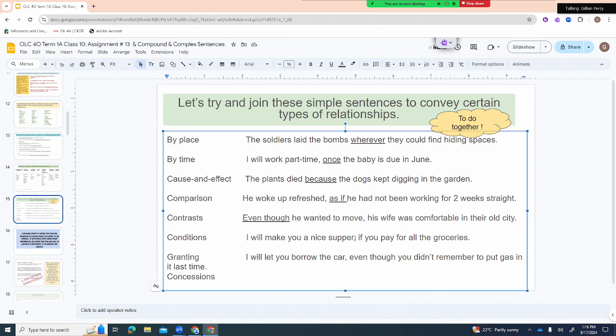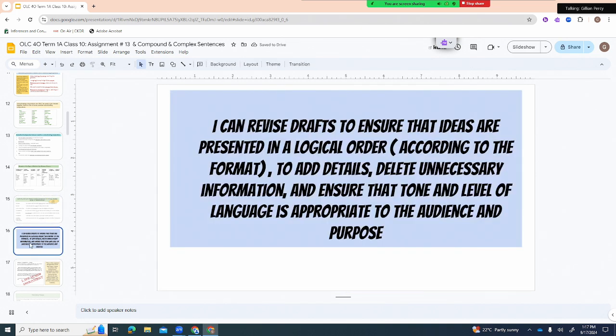Conditions. I will make you a nice supper if you pay for all the groceries. If is the condition. I will let you borrow the car, even though you didn't remember to put gas in it last time. Okay, so moving on to the next learning goal.